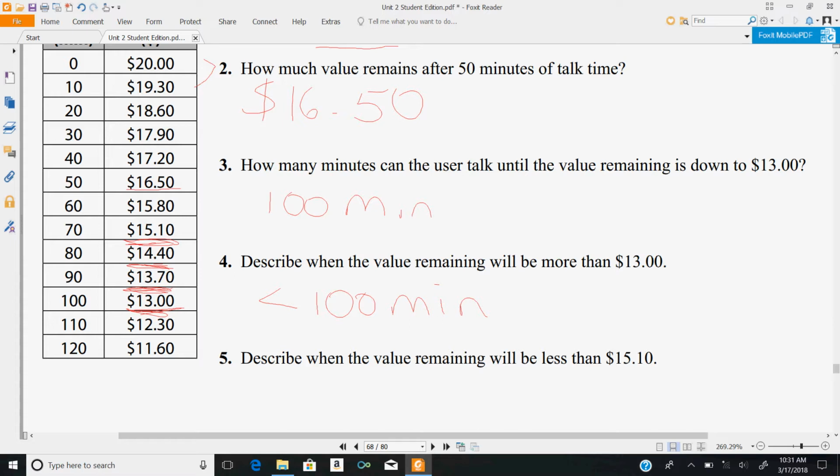I think if you think it through, you'll see that if you want the value remaining to be less than $15.10, you have to talk more. In order to get the value remaining to go down, you have to talk longer. So you would say the value remaining will be less than $15.10 when the number of minutes talked is greater than 70.